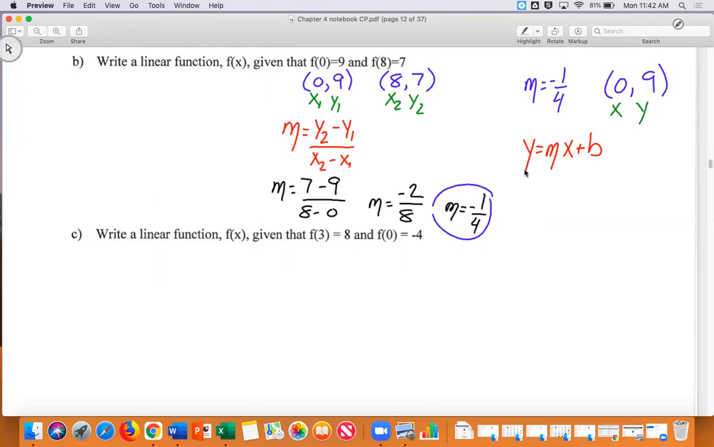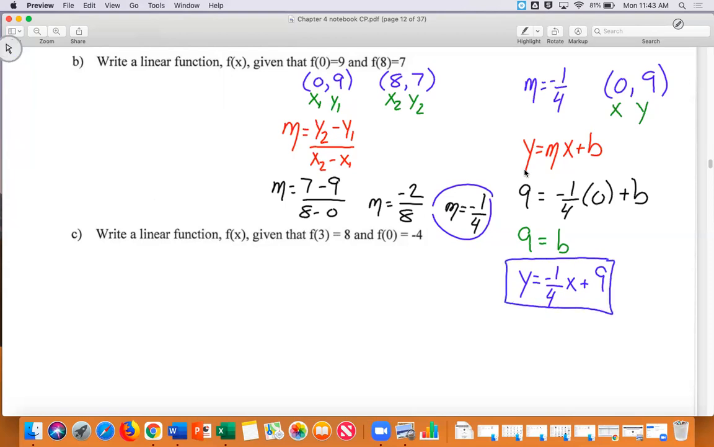Step number 3, Louis. So I have y is 9, m is -1/4, x is 0, and b. Louis, what is anything times 0? 0. So I have 9 equals b. So my answer is y equals -1/4 x plus 9.